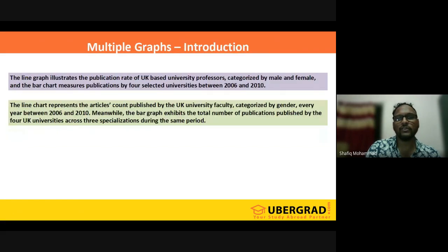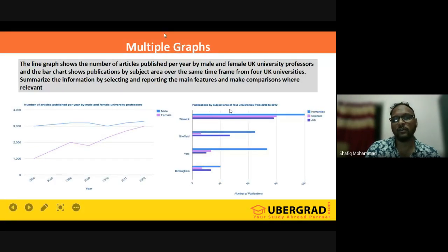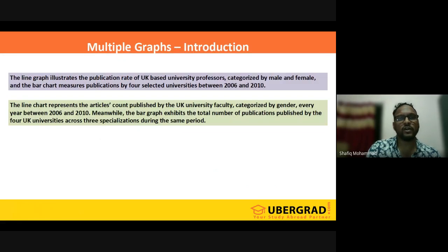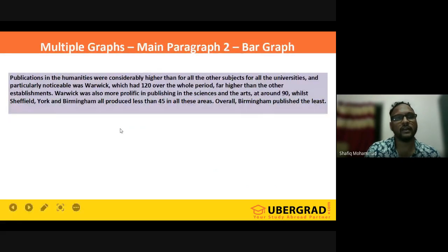So he's talking about the University of Warwick, which has how many? 120 publications, and that too on humanities, isn't it? So that is what he said. It is written there. Then Warwick was also more prolific in publishing in the sciences and arts at around 90, whilst Sheffield, York, and Birmingham all produced less than 45 in all these areas. Overall, Birmingham published the least.